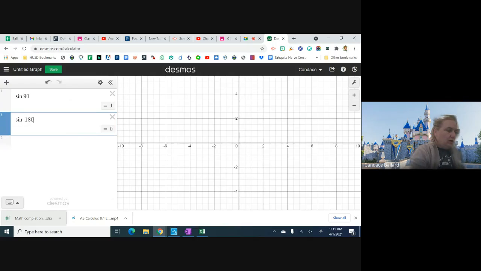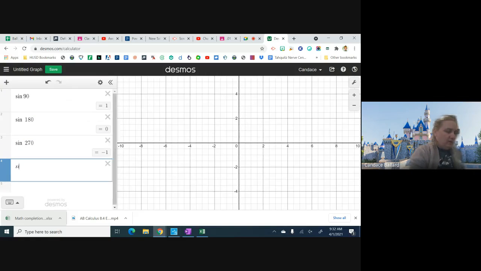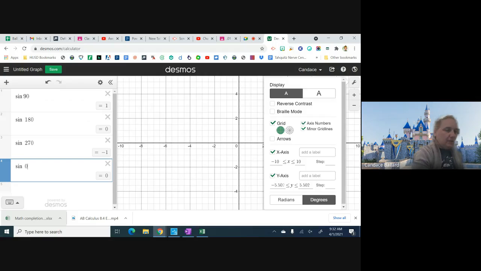Sine of 180, I got 0. Sine of 270, I got negative 1. Sine of, what was the other one? 360. 0. Or sine of 0 is 0. Okay? Let's switch it to radians really quick so you can see that happening.